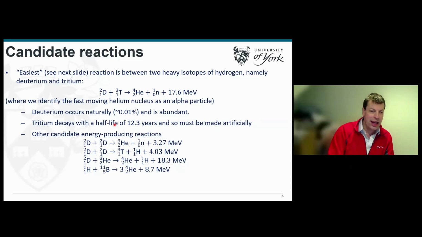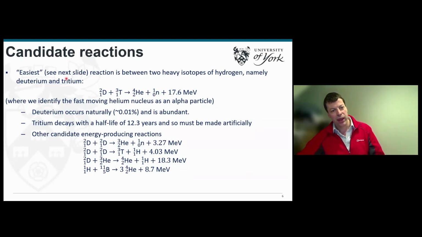So here's a slide of some candidate nuclear reactions. So some nuclear reactions that we might try if we want to do fusion. That is to say, if we want to get some energy out. I'm going to define easiest on the next slide, but it turns out that the easiest reaction is between two heavy isotopes of hydrogen. What does that mean?